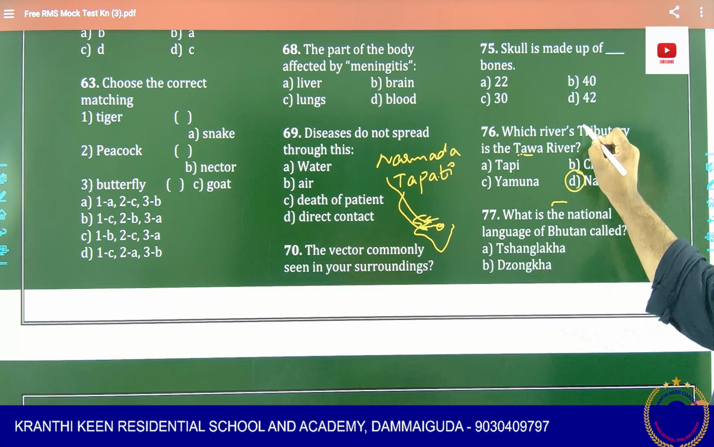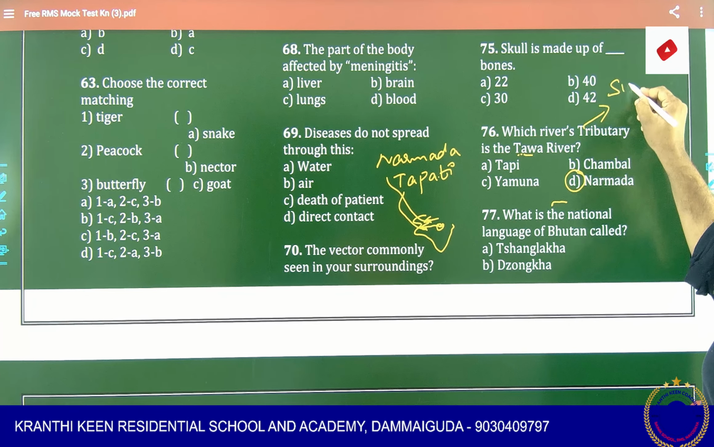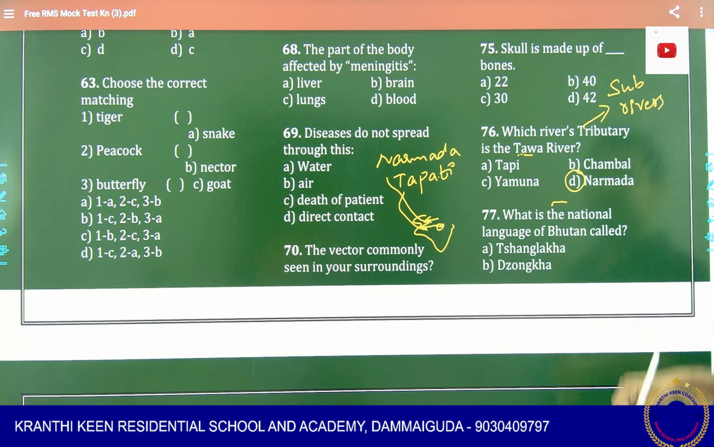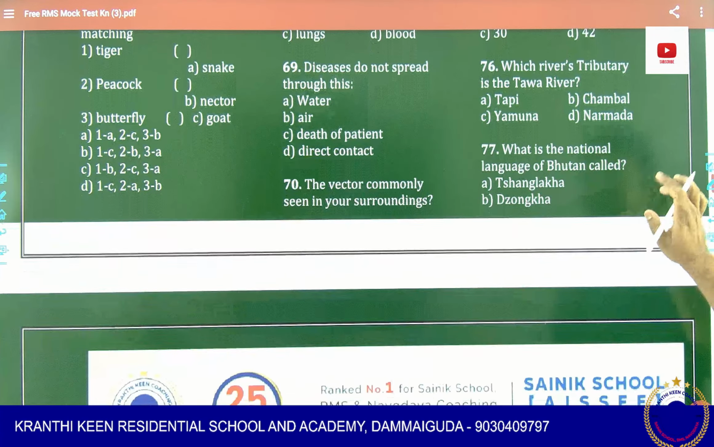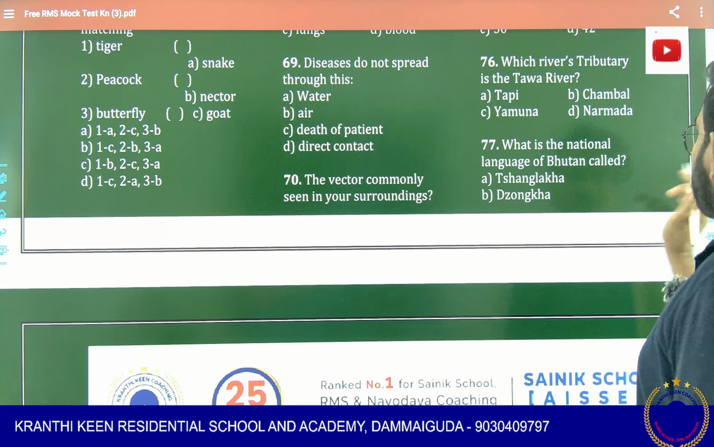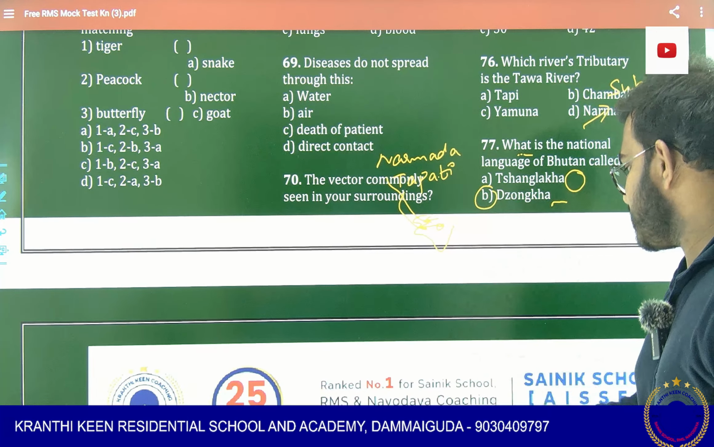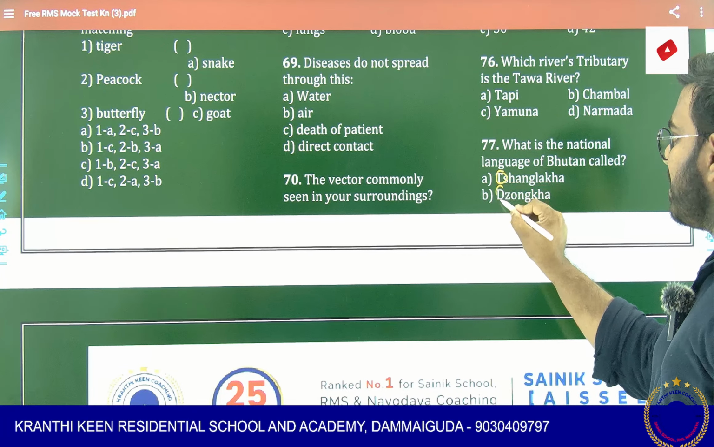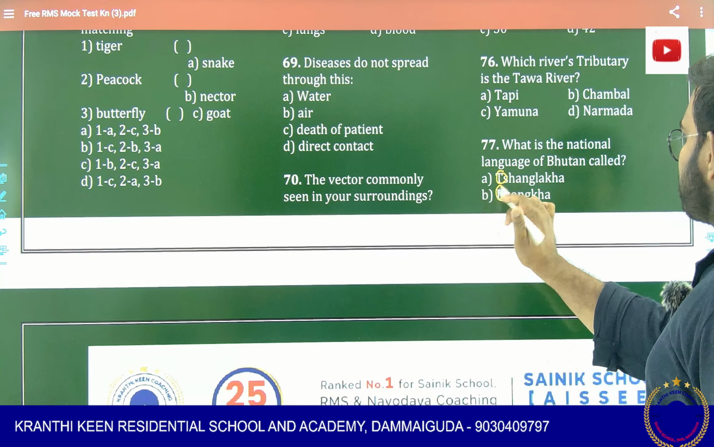Do you know the meaning of tributary? They are the sub rivers. Sub rivers are called tributaries. Next question. National language of Bhutan: Jongkha. In Chinese and Tibetan languages, the first letters are silent. So Jongkha is the answer.